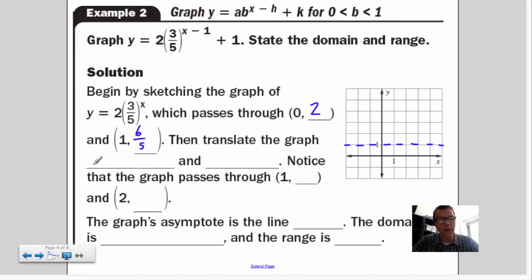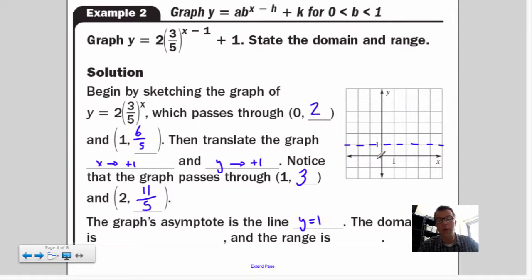And then we translate. All the x values are going to increase by 1, and all your y values are going to increase also by 1. Your note sheet's so nice. They did the x values for you. What a nice note sheet. 0 plus 1 is 1, and 2 plus 1 is 3. And then for the second point, 1 plus 1 is 2, and 1 plus 6/5 would be 11/5. Hopefully that's okay with you, right? The asymptote is the line y equal to 1.